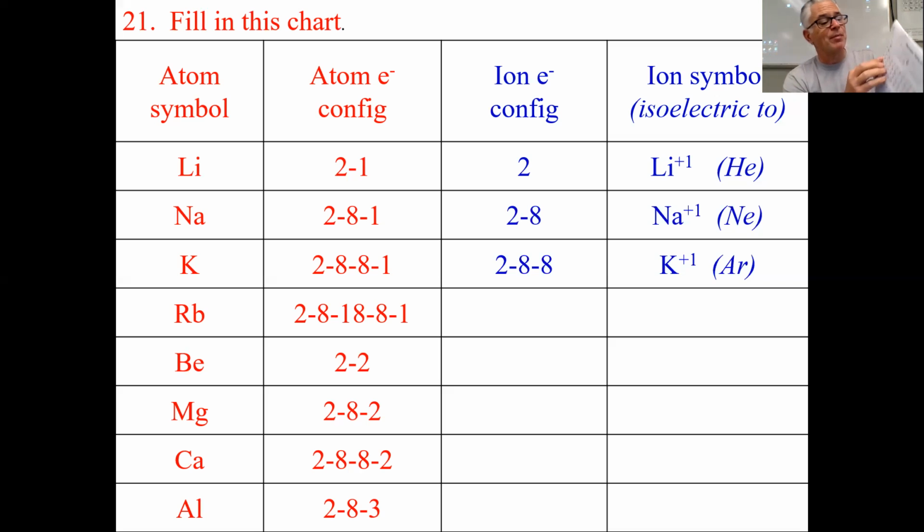Rubidium is an element you probably never even heard of, number 37. It's down here, Rb. Rb, let me stop you for a second here.